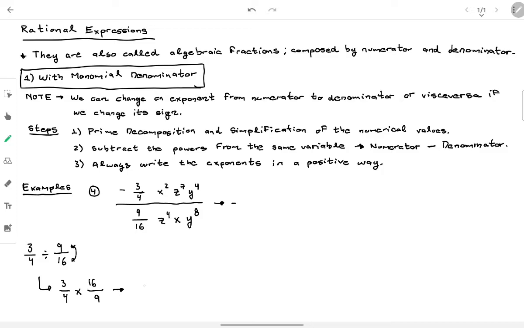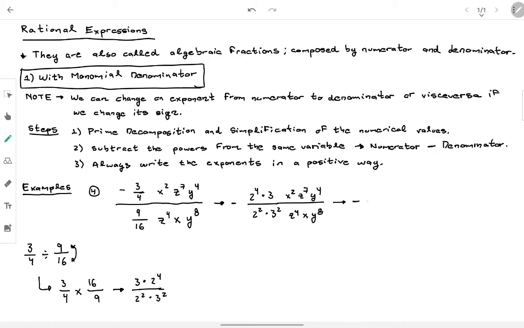What can we do next? We can decompose the numbers, and it's going to be 3 times, if I decompose the 16, 2 to the 4. And on the bottom, it's going to be 2 squared, the 4, that multiplies 3 squared. So this one, we can write as 2 to the 4 times 3 over 2 squared times 3 squared. And the letters, of course, x squared, c to the 7, y to the 4, over c to the 4, x, y to the 8. After that, of course, it's going to be negative.